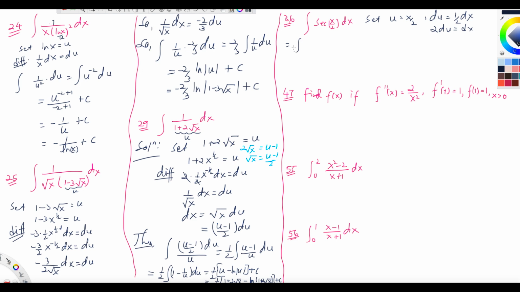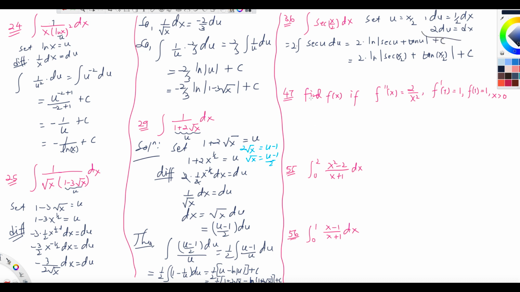So this will be integral of secant u, and then dx will be 2 du. I'm writing that 2 on the front because it is a number, and then du. So what is the integral of secant u? That will be 2 natural log of secant u plus tangent u. Okay, so what is the final answer? Just replace that u by x over 2. 2 times natural log of secant x over 2 plus tangent x over 2 plus c. That is the final answer. Plus c is here too.